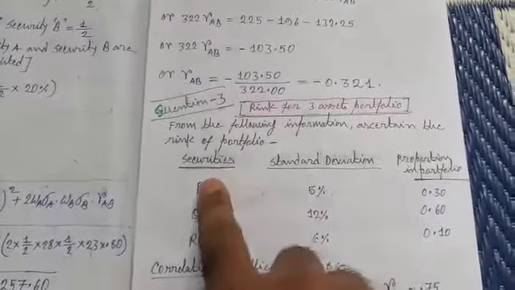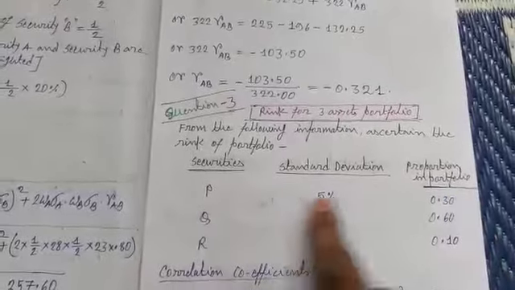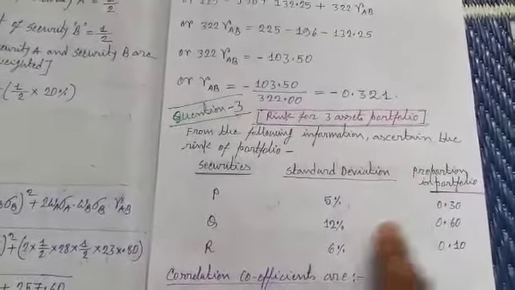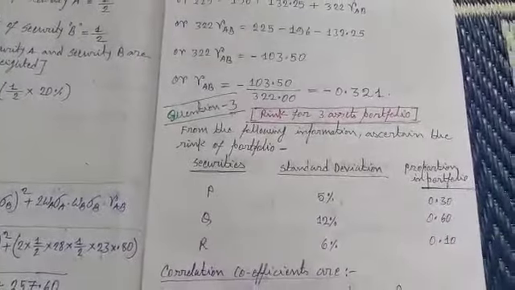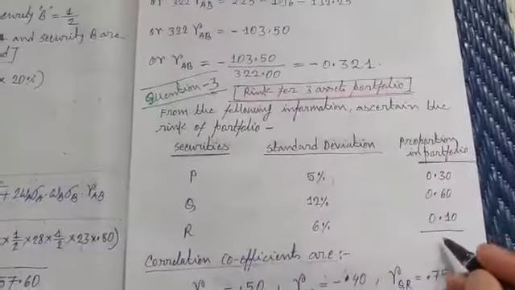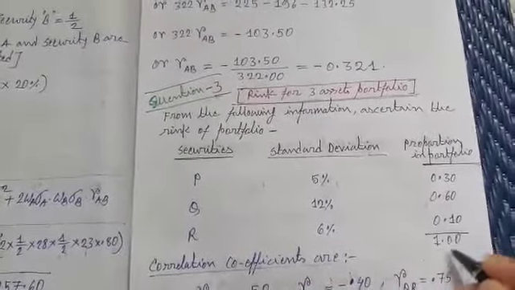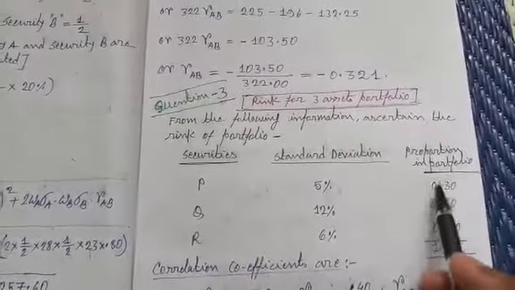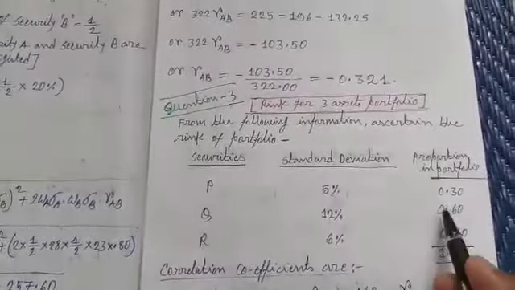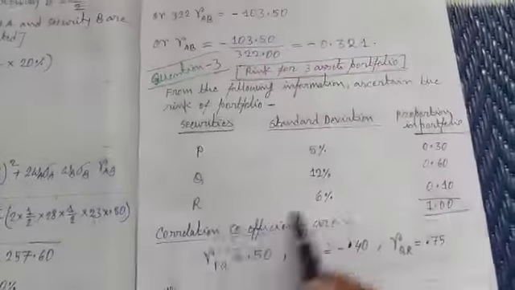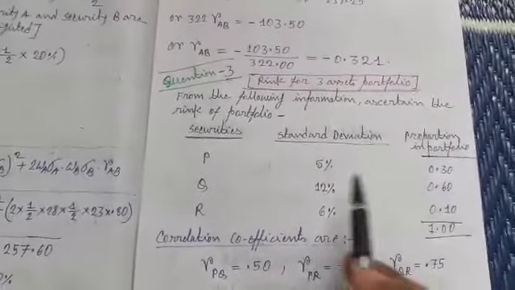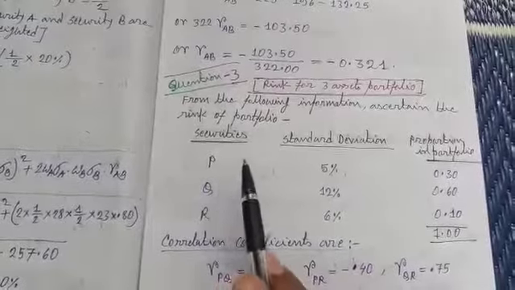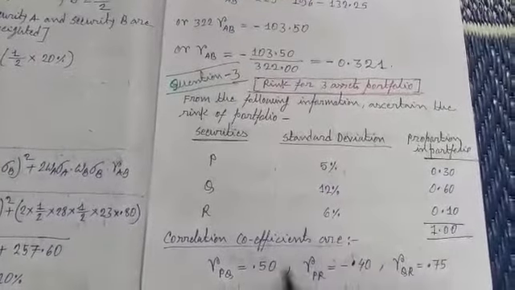That means here the weight of security P is 30%, weight of security Q is 60%, weight of security R is 10%. That means the total weight will be equal to 1, and in total we hold security P in the ratio of 30%, security Q in the ratio of 60% and security R in the ratio of 10%.